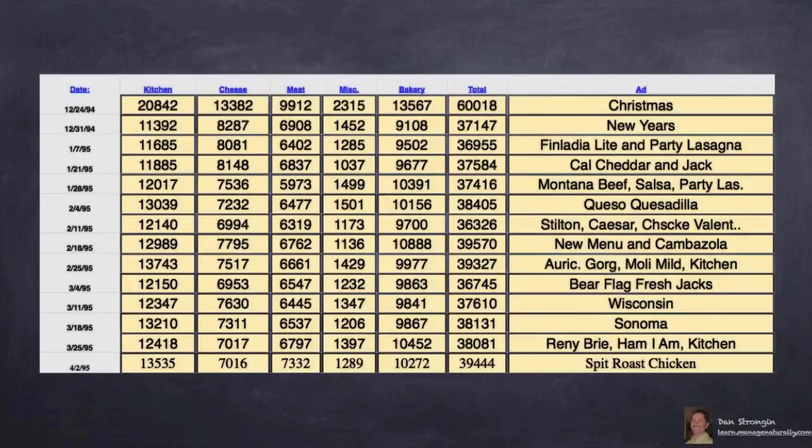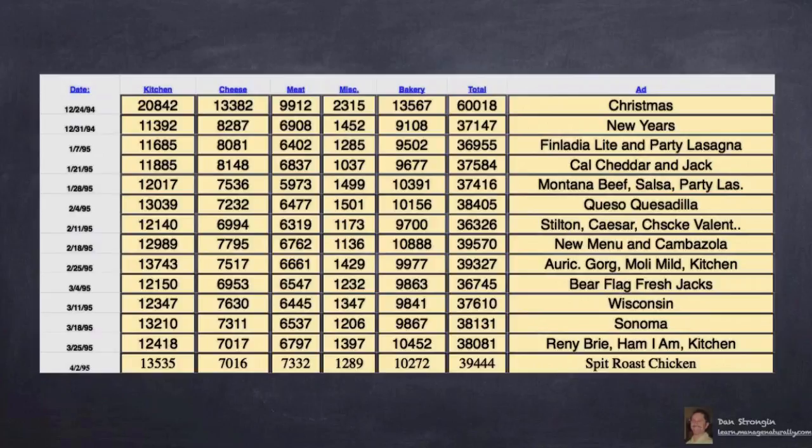Christmas until April 2nd, 1995, and it's of the ads on the right-hand side. We did it to see which item was the best, and put it in context.